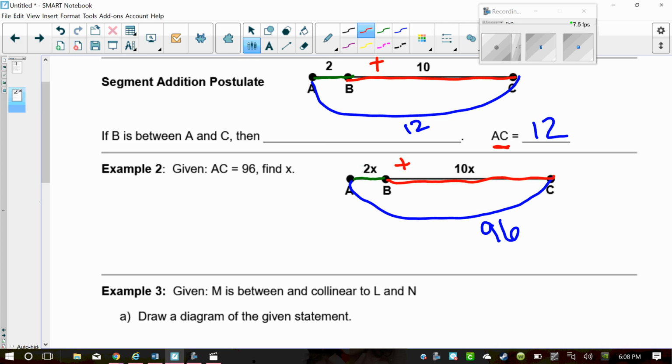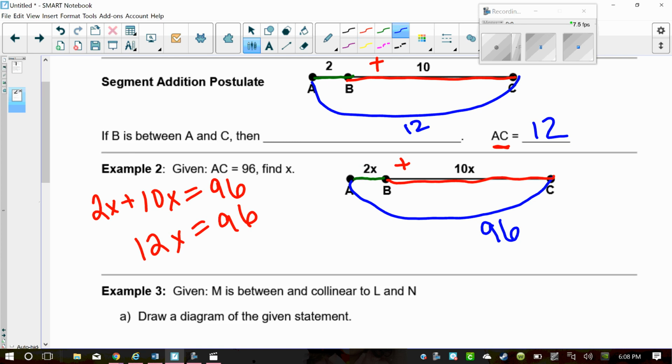So I'm going to show you how to add this up. We're going to say 2x plus 10x. They have to add up to equal 96. Now we're just going to solve this 2-step problem. We're going to combine like terms. 2x plus 10x is 12x, which is still equal to 96. And then we're going to solve for x. So we're going to divide by 12. Then we get x equals 8.